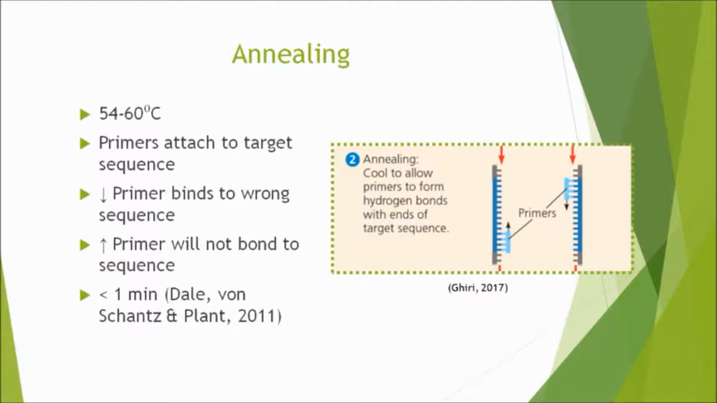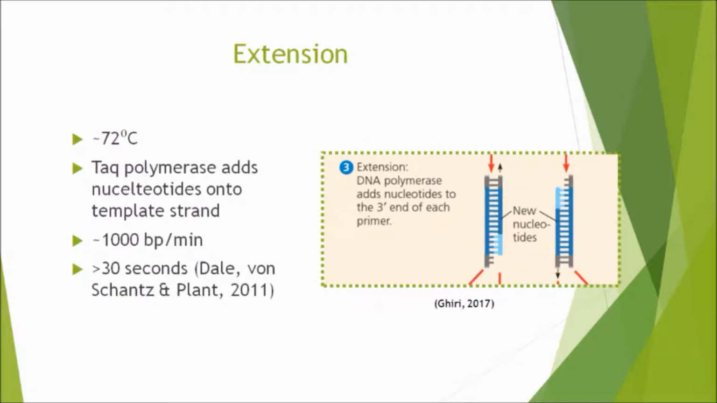If the temperature is too low, the primer can bind to other sequences in the template DNA, which will result in errors. However, if the temperature is too high, the primer can fail to bind at all, which will result in 0 or decreased amplification. This step usually takes less than a minute.